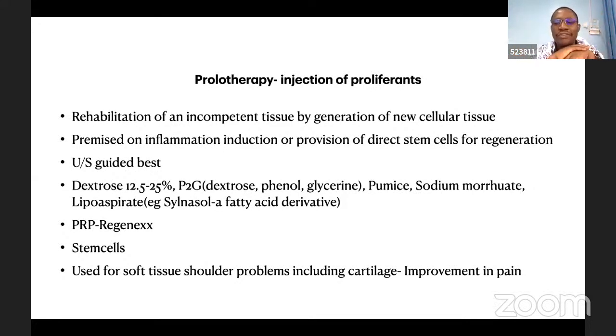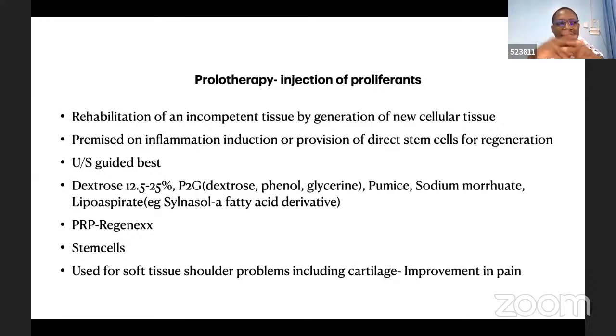You're injecting proliferants, and these will be applicable when we have things like a supraspinatus partial tendon tear, subscapularis, those kind of tendon tears, and the patient is not yet ready for arthroplasty. Of course, in those situations, you really don't need arthroplasty. The interesting thing here is that if you have cartilage damage, you can also inject these things. And that informs why we do microfracture.